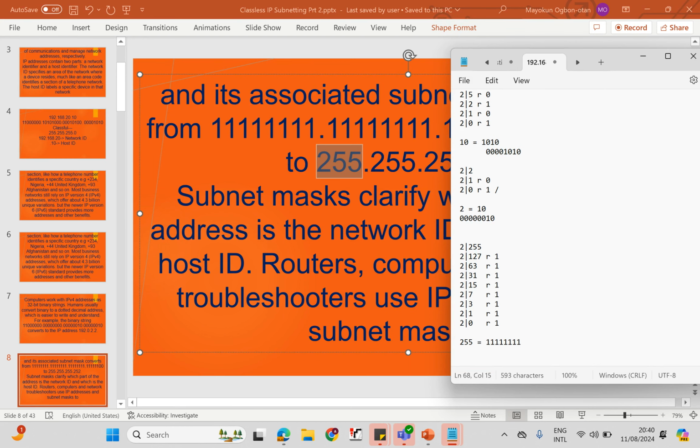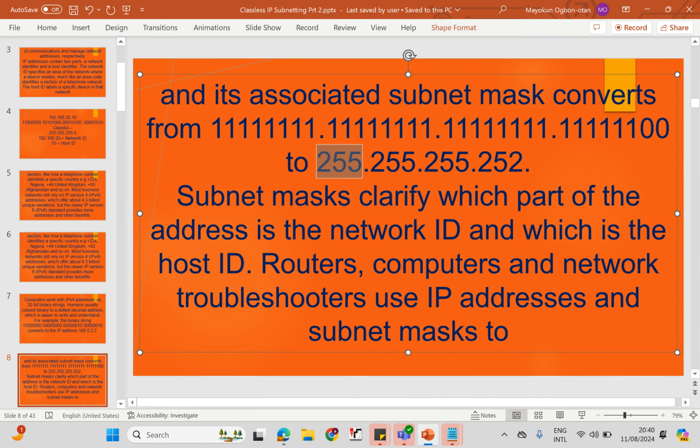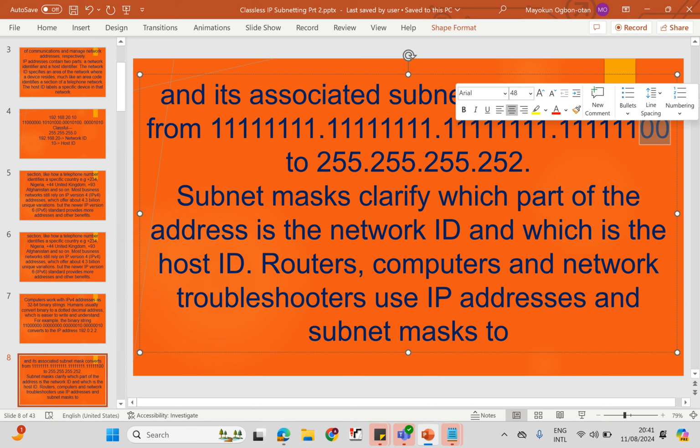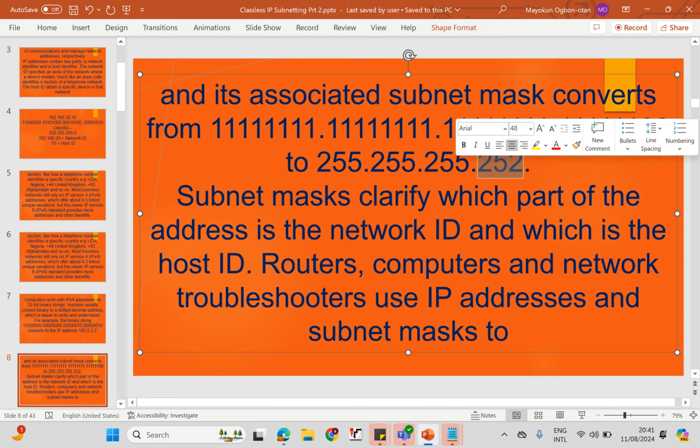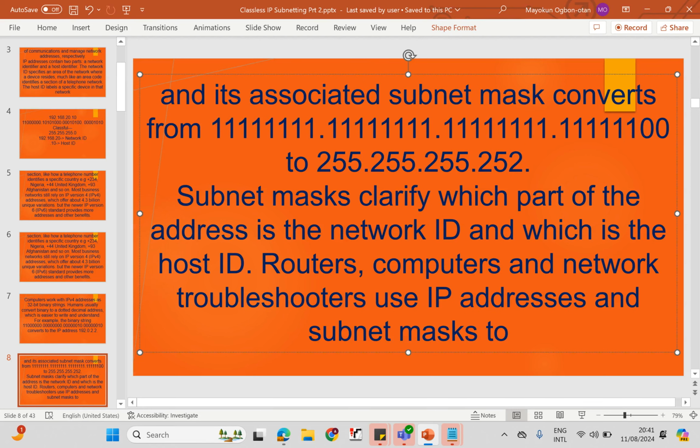1 in 8 places. So that's how we got 255, 255, 255, and 252, which is the last one. You could see that that has changed to 1s in 6 places plus additional. So if you convert 252 to binary, it will give you this. We're going to have an assignment at the end of this class to go home with.